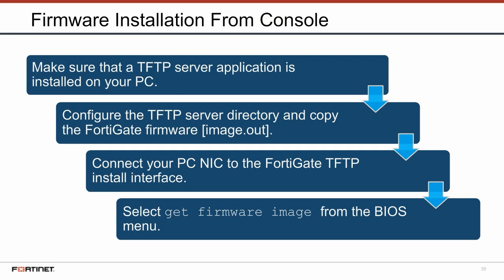After reformatting the flash, you will need to install the firmware image from the BIOS. Follow these steps. 1. Run a TFTP server. 2. Configure the TFTP server with the folder where the firmware image file is stored. 3. Connect the PC Ethernet port to the FortiGate TFTP install interface. 4. Select Get Firmware Image from the BIOS menu. The interface assigned as the TFTP install interface depends on the model. However, in most cases, it is either Port 1 or the internal interface.